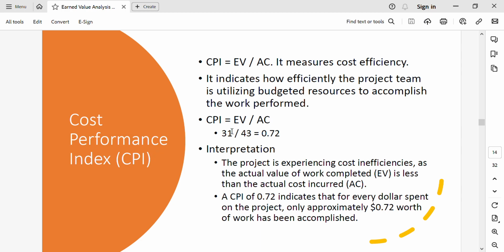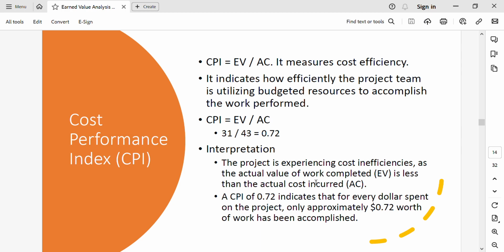Second index is CPI, the cost performance index. That is a measure of efficiency calculated by dividing earned value by actual cost. It indicates how efficiently the project team is utilizing budget resources to accomplish the work performed. So this CPI is equal to 31 divided by 43. 31 is earned value, and 43 is actual cost. So CPI comes to 0.72.